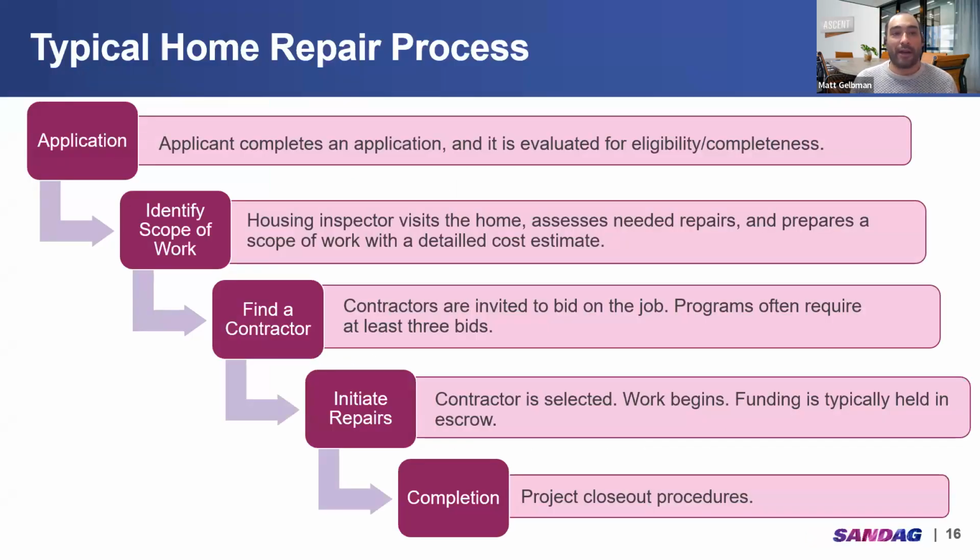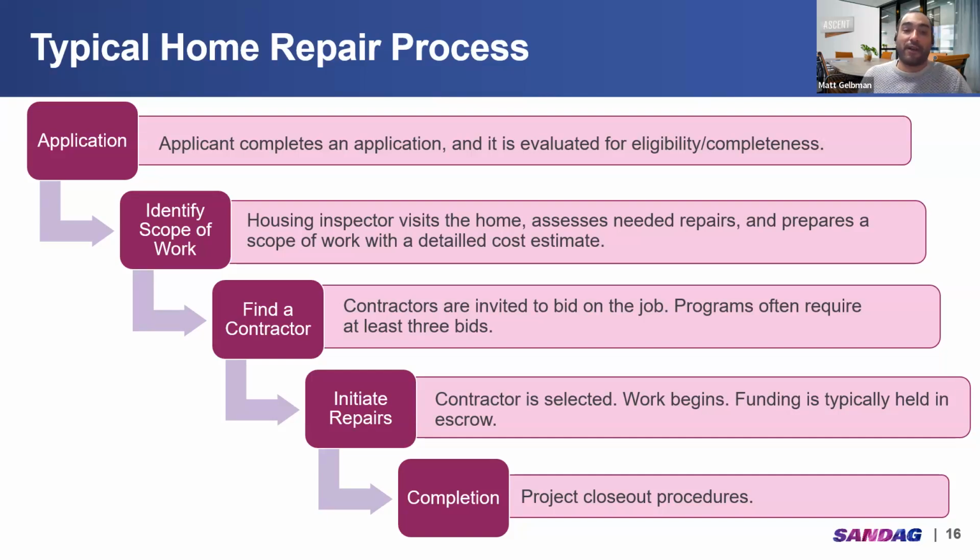Here you could see an outline of the typical home repair process. So it starts with an application, of course, and staff will then take that application to evaluate it for eligibility and completeness. The application is a really big step in the process and driven by funding sources and eligibility criteria. So it's important to lay that all out. But really that is one of the most challenging steps, is even getting through the application process, since most people don't have experience doing this type of thing for their home. Staff will then take that application and evaluate it.